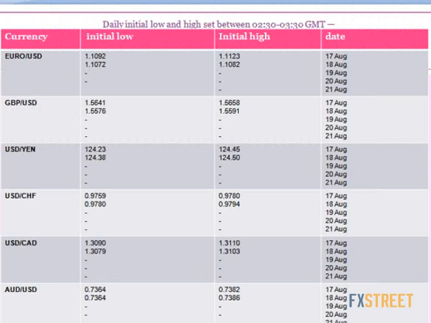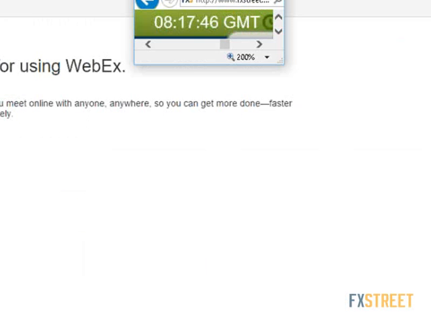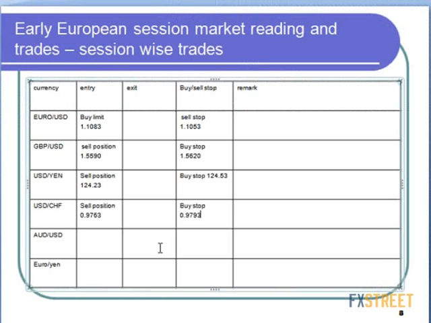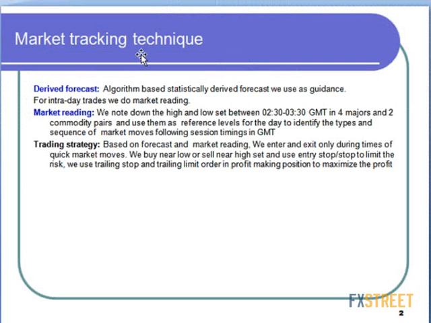So now we will see how exactly we track the market. So we note down the derived forecast as an outline for us. Then subsequently we do the market reading. Then depending upon the market reading, how they are placed, whether the market is above the initial high or below the initial low, which are set around 3:30 GMT.